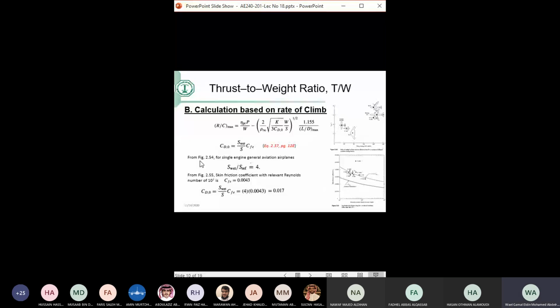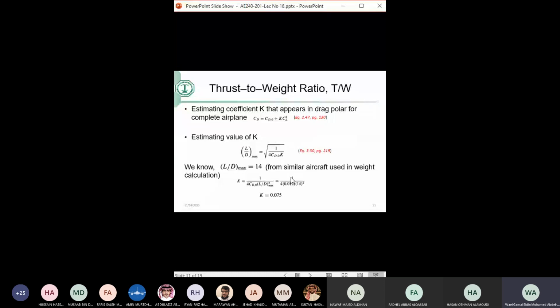Okay, so that's for the CD naught. For the K, we are not going to estimate, we are going to calculate it, because luckily we had an equation in chapter 5 that relates L over D maximum to the K. So L over D maximum, remember this equation, maximum L over D equals 1 over 4 CD naught K. Since we have CD naught now, we know L over D is 14, the only unknown here is K, and K turns out to be 0.075.